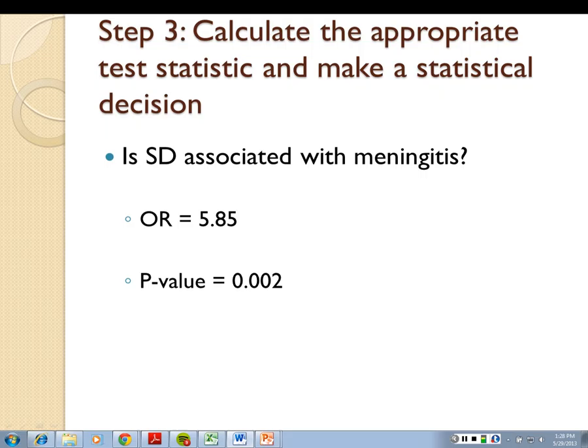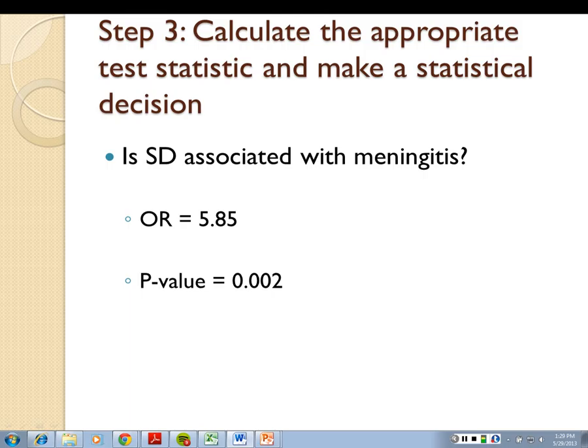So, in our example, we found an odds ratio of 5.85. Now, I found a p-value of 0.002. We're not covering how to calculate p-values in this course, only how to interpret them, but trust me, this is the correct p-value. We compare our p-value to our alpha. If the p-value is less than our stated alpha, then we conclude that our results are statistically significant, and we reject the null hypothesis in favor of the alternative.